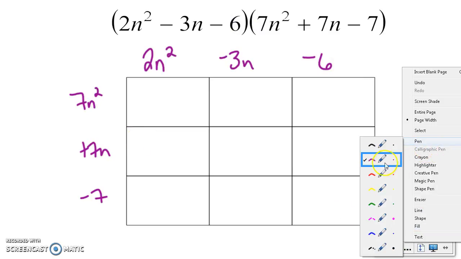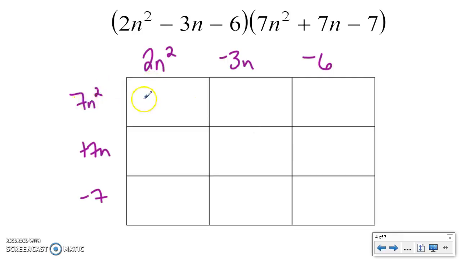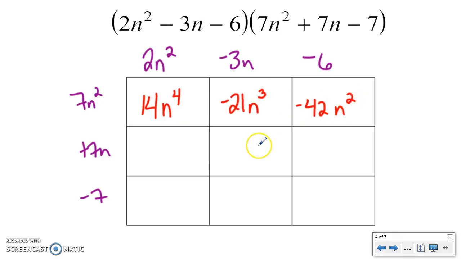So I'm going to go ahead and multiply to fill these in. So 7 times 2 is 14, and I end up with n to the 4th there. 7 times negative 3 is negative 21, and I have n to the 3rd. And 7 times negative 6 is negative 42, and I have n squared. Across the second row, we have 7 times 2 again is 14. This time I only have n to the 3rd. 7 times negative 3 is negative 21, and I have n squared. And 7 times negative 6 is negative 42, and just an n there.